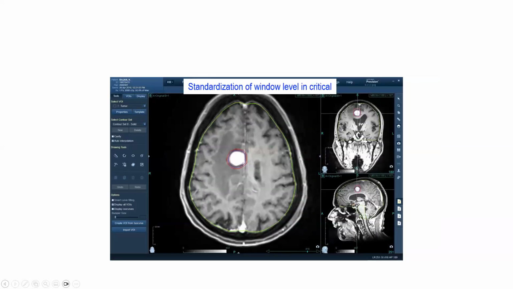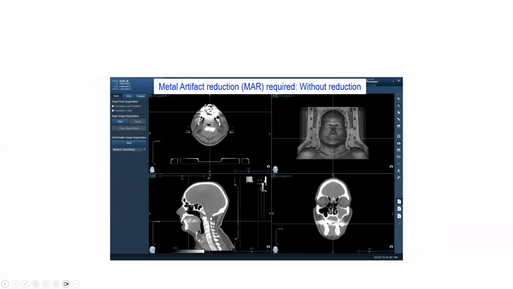Next. Standardization: if you change the window level, the volume also changes. So there should be a standardized window level before you treat. Now there is a metallic artifact.